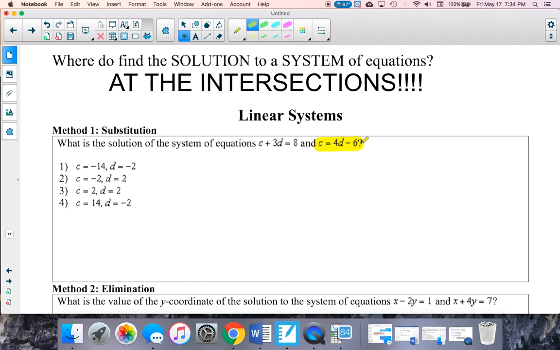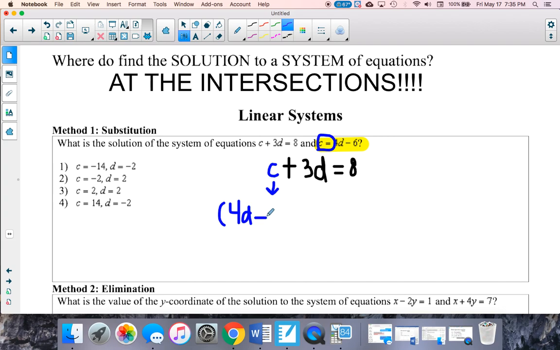So over here, you got c equals 4d minus 6. So you have c equals, so it's been solved for. Okay? So I'm just going to rewrite the equation up here: c plus 3d equals 8. I'm purposely doing it in a different color because I want to show you what I'm doing. Well, if c is equal to 4d minus 6, can't I replace c with 4d minus 6? The answer is yes, I can. Because they're exactly the same thing. If 2 things are the same, you can just replace them with each other.